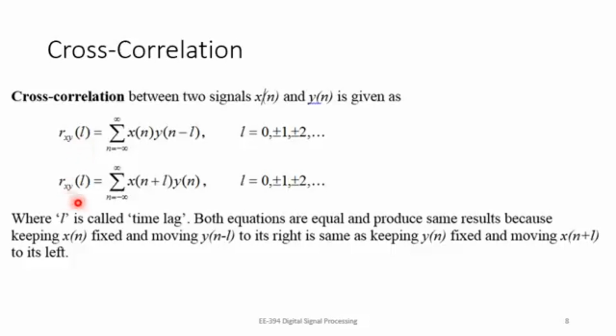And this second formula is essentially the same thing, written in a different format. Here we were saying that we are fixing x and delaying y. In this formula we are fixing y and advancing x. So essentially both formulas are talking about the same thing.